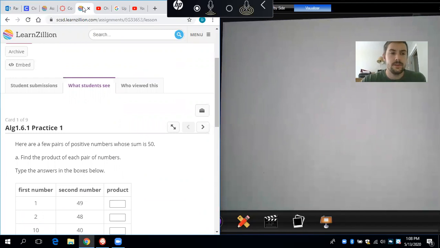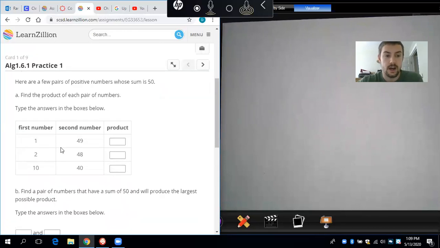So this one is a little bit of new material, stuff we were going to get into before we started our distance learning. And this is going to get into quadratics. Those are those things that are U-shaped. So to start us off, it says, here are a few pairs of positive numbers whose sum is 50. So again, sum is going to be that word that means adding. It says, find the product of each pair of numbers.